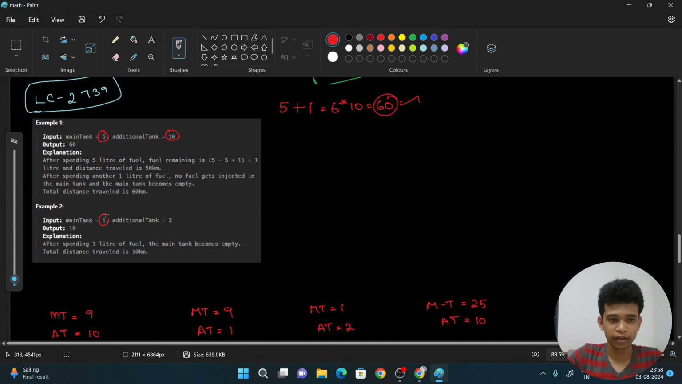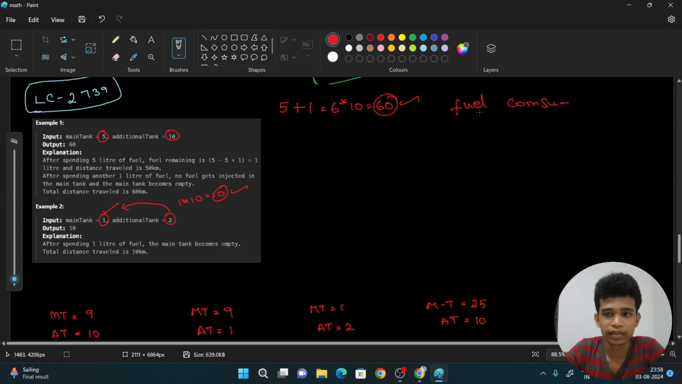Take the second example, which is 1 and 2. I can only consume this 1 liter of fuel. Other than that, I cannot transfer from the additional tank to the main tank. So it will be 1 into 10 is equal to 10, so I can travel up to 10 kilometers. So this is what the question states. It is so simple. If we calculate the fuel consumption, then we can easily multiply by 10 to find the kilometers.